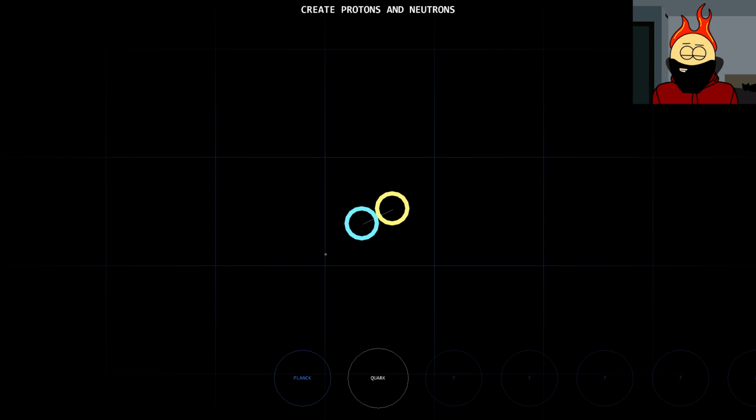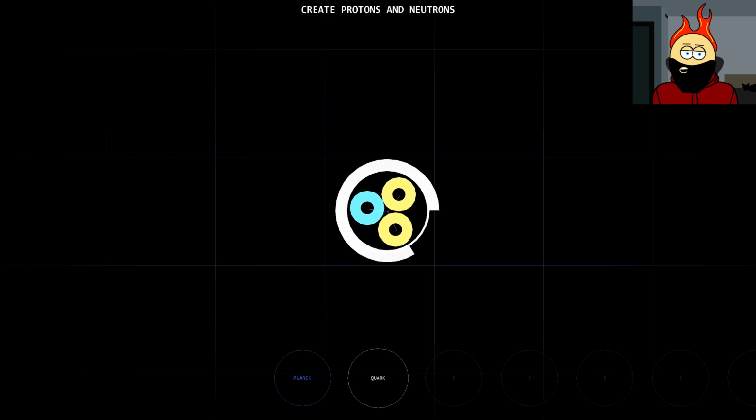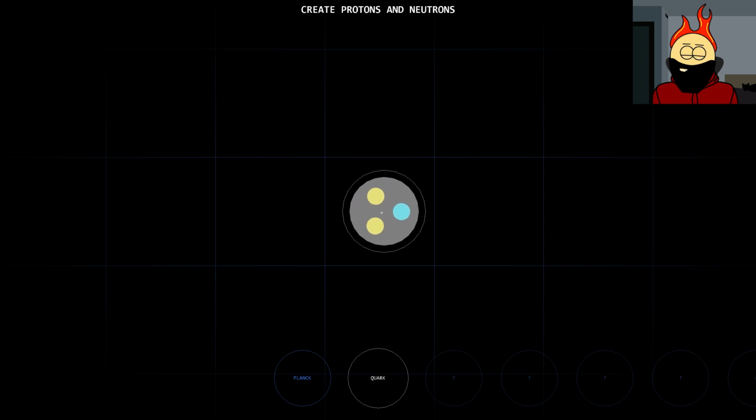And if you combine them correctly, so one up and two downs, they cancel each other out and they make a neutron. So you have two downs and an up. Yeah, there's your neutron. Oh shit, did that just decay into a proton? Holy fuck. Yeah, so if you have a neutron sitting by itself, it's not stable, and it will kick out an electron and become a proton.